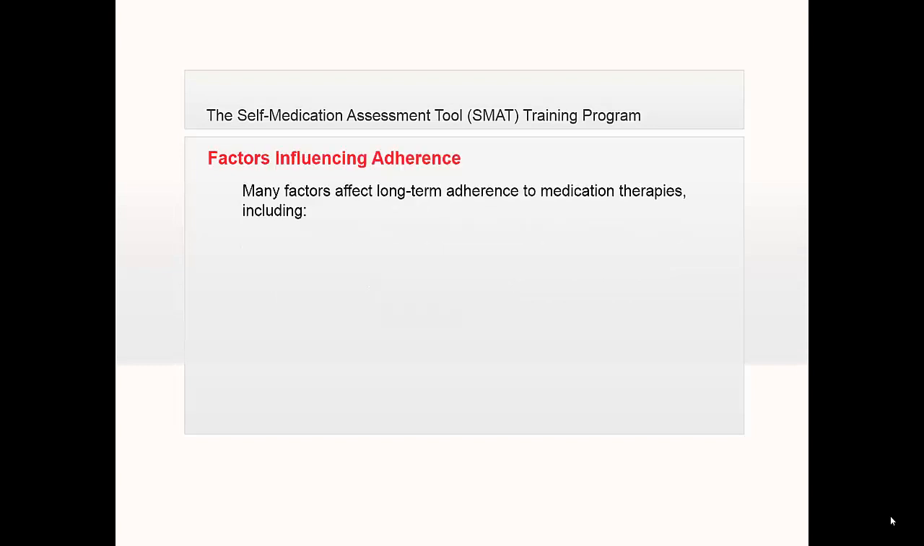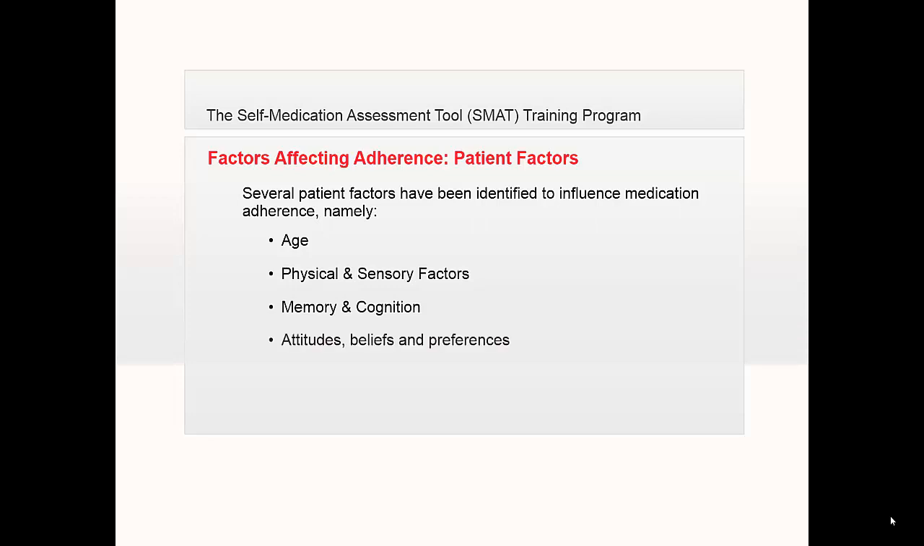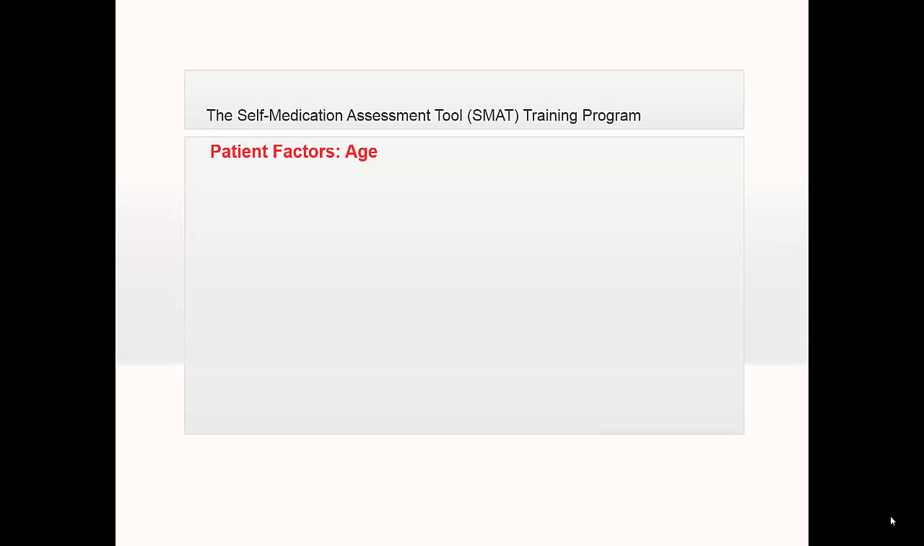Many factors affect long-term adherence to medication therapies, including patient factors, medical and treatment factors, and system barriers. First, there are several patient factors that have been identified to influence medication adherence: age, physical and sensory factors, memory and cognition, and attitudes, beliefs, and preferences. The first patient factor is age.